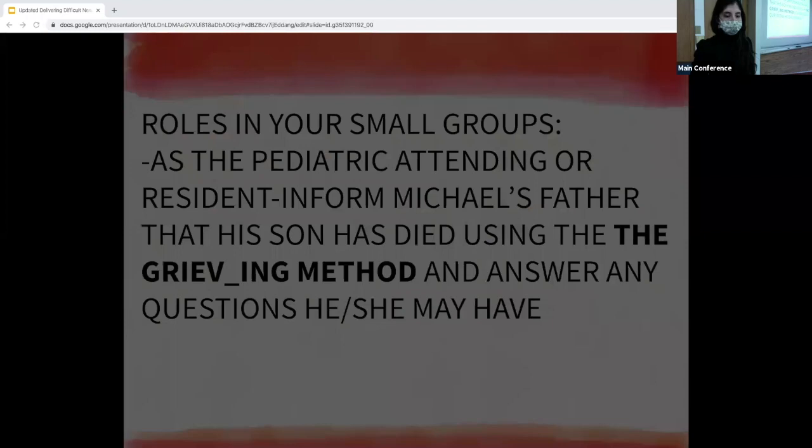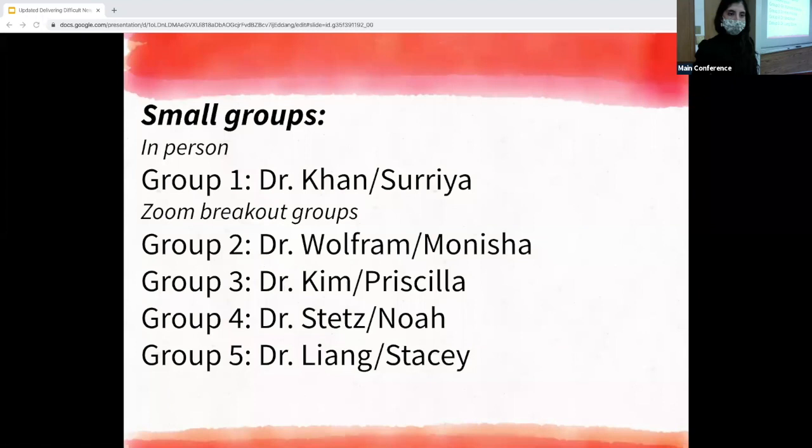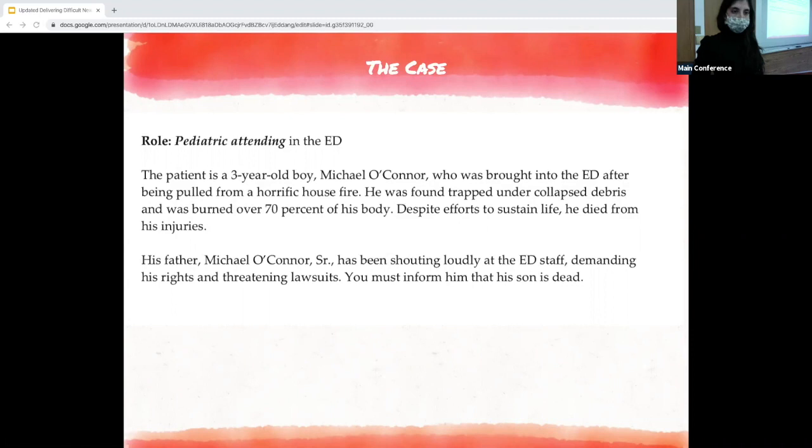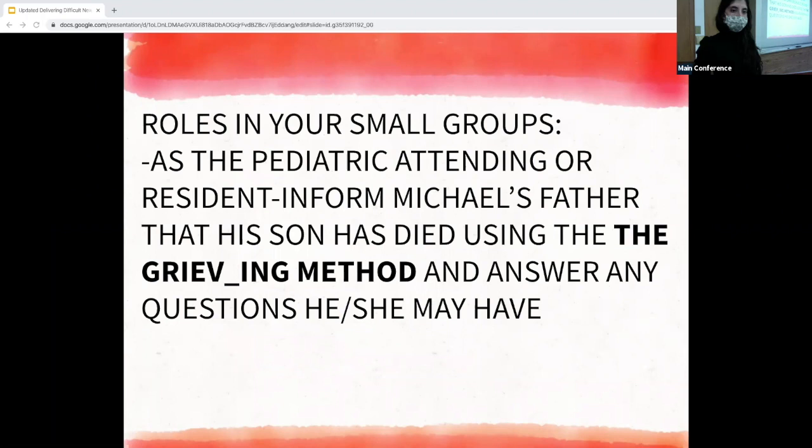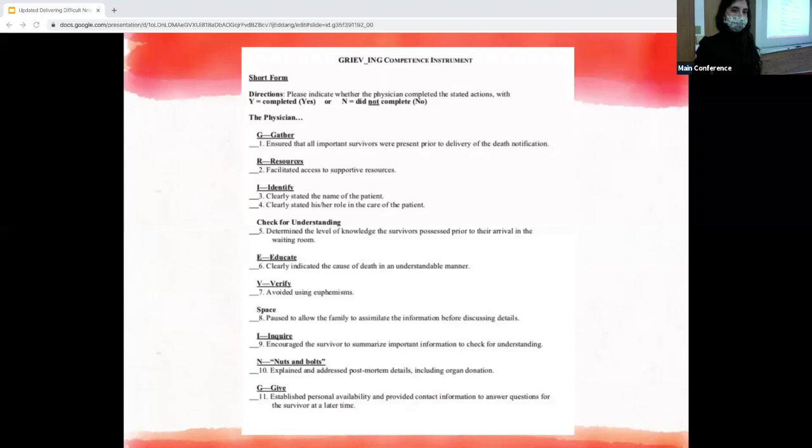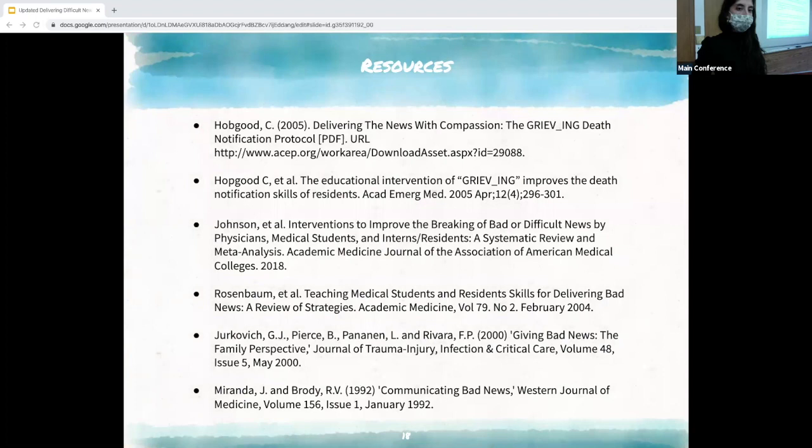You should see the case packet in your email. Let me know if you didn't get it. If you go to case two, this is the one we're going to use today. Here's an overview of what we're going to do. We're going to focus on the GRIEVING method. In the packet you'll also see some of the tools for debriefing, and at the end, if there's time, there are some debriefing questions to guide the closure. Thanks, guys, and we'll get into the small groups now.